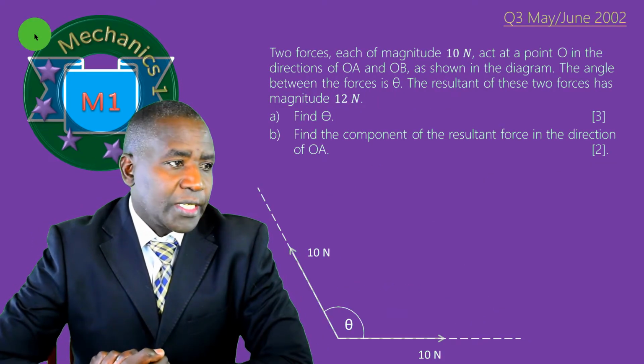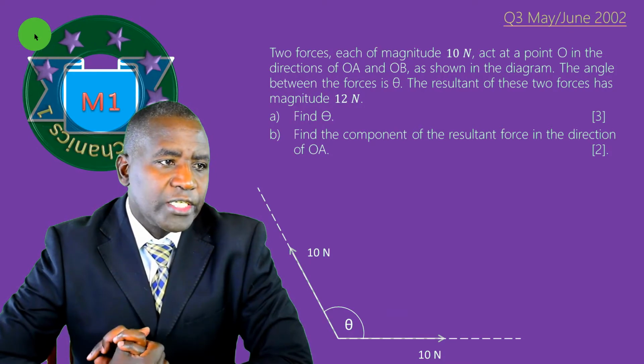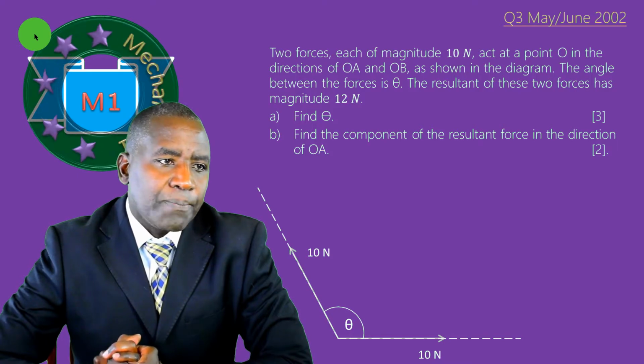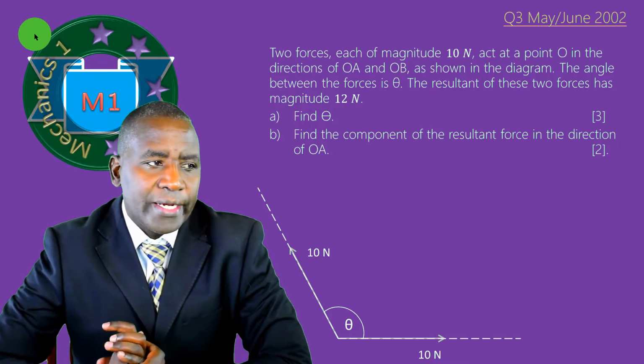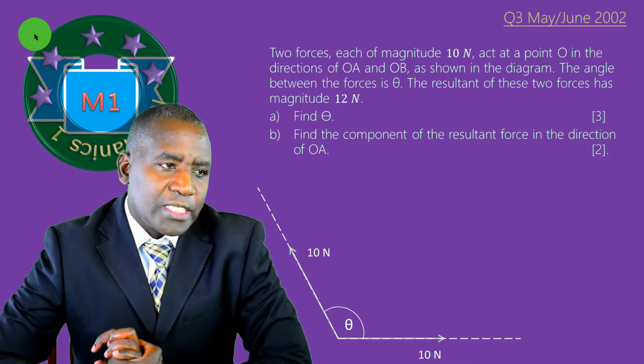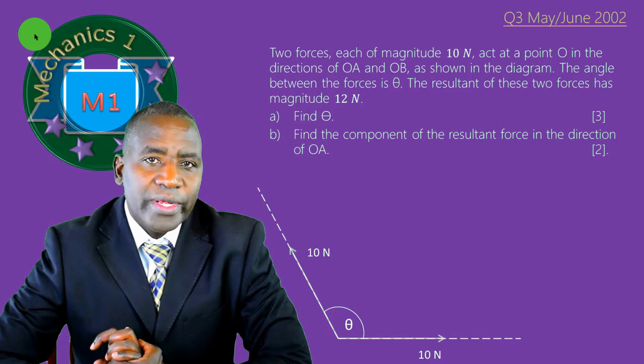So let's look at question 3. In question 3, we are given that two forces, each of magnitude 10 newtons, act at a point O in the directions OA and OB as shown in the diagram. The angle between the forces is theta. The resultant of these two forces has magnitude 12 newtons.